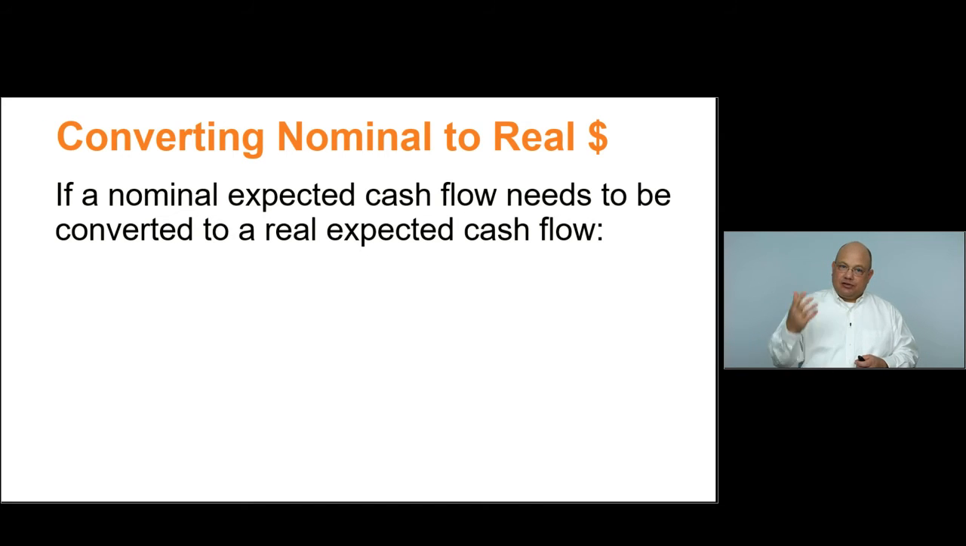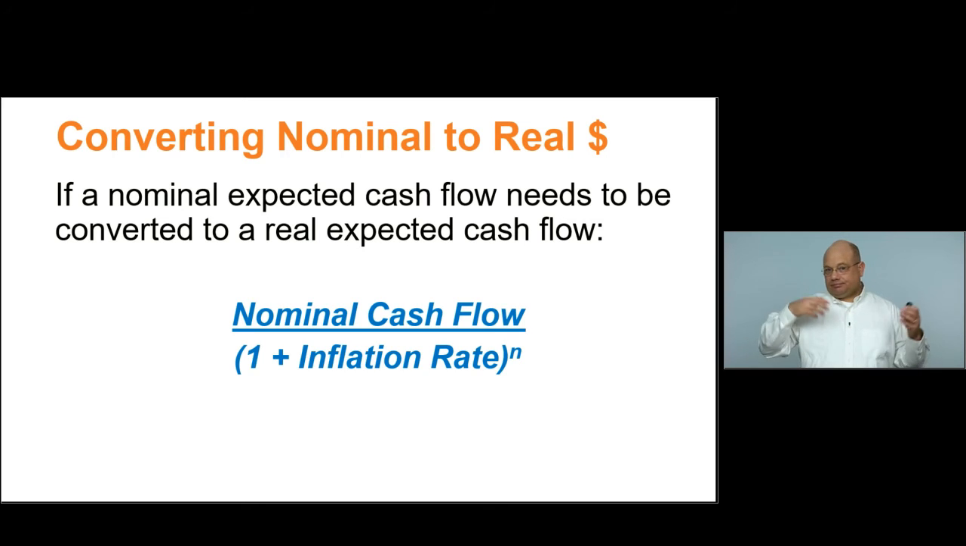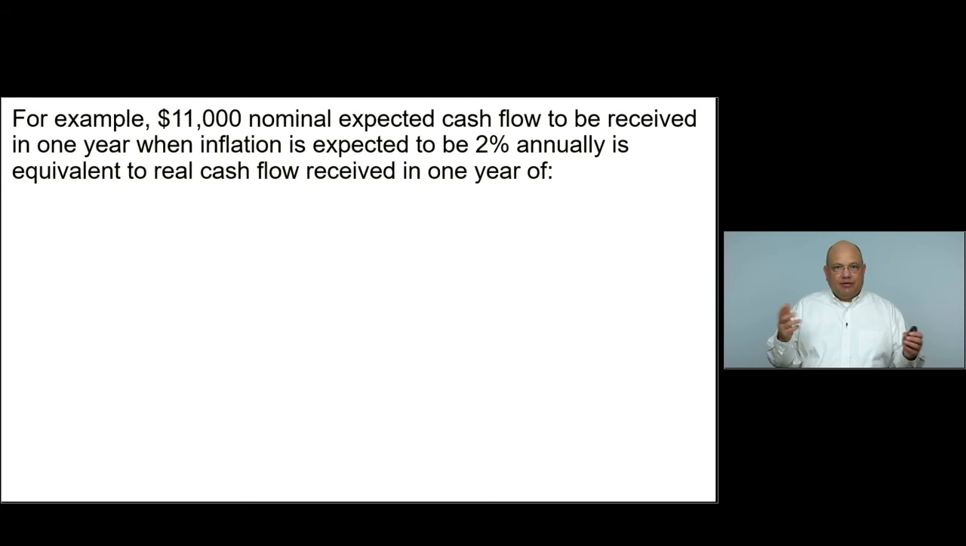Okay? So if the nominal expected cash flow needs to be converted to a real expected cash flow, it's the nominal cash flow divided by 1 plus the inflation rate raised to n number of periods. How many years from year 0? So, for example, $11,000 nominal expected cash flow to be received in 1 year when the inflation rate is expected to be 2% annually is the equivalent of the real cash flow received in 1 year of this amount.